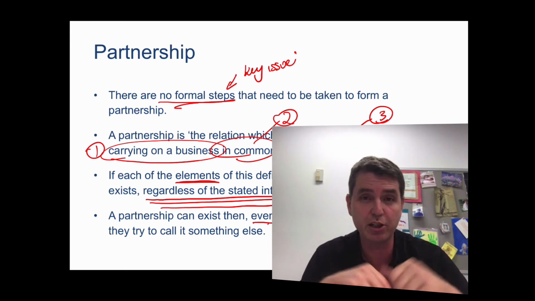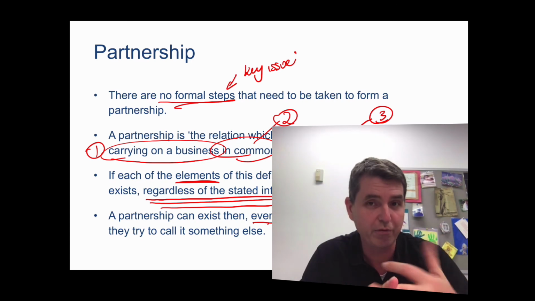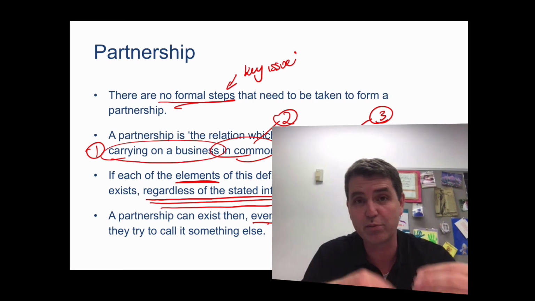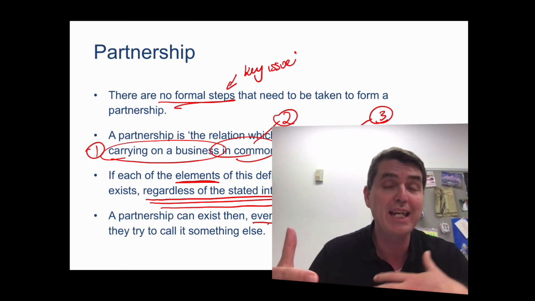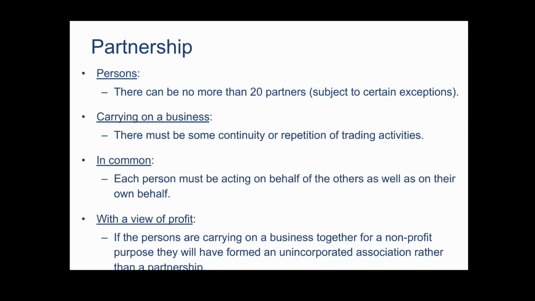Okay, so this definition, carrying on a business in common with a view to a profit, has three elements to it, and they're actually central to this problem of a partnership arising when you may not have thought that one is there. So let's look at each of those terms. There has to be more than one person for a partnership. There are some exceptions, but you can't have more than 20 partners in a partnership.